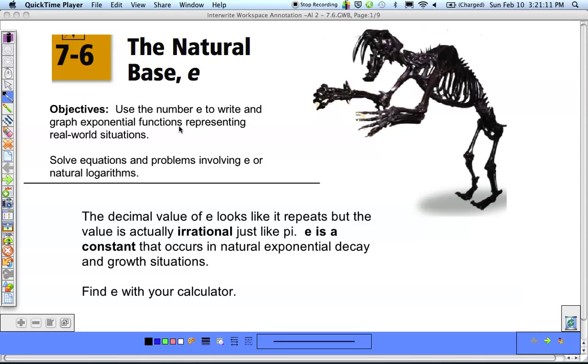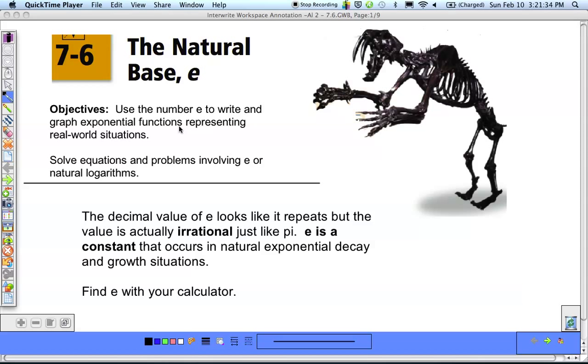Today we're going to take a look at 7.6, the natural base e. e is an irrational number just like pi, but it's a number that we use quite a bit when we talk about exponential growth and decay situations. You can find e on your calculator in two spots. One is right above the division sign, and the other one is right above the button that has ln on it, which we're going to talk about what that means today as well.